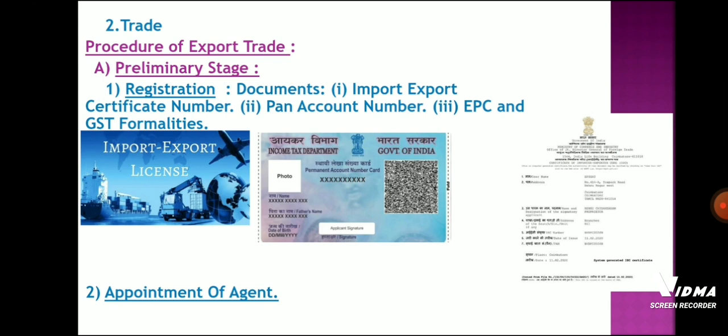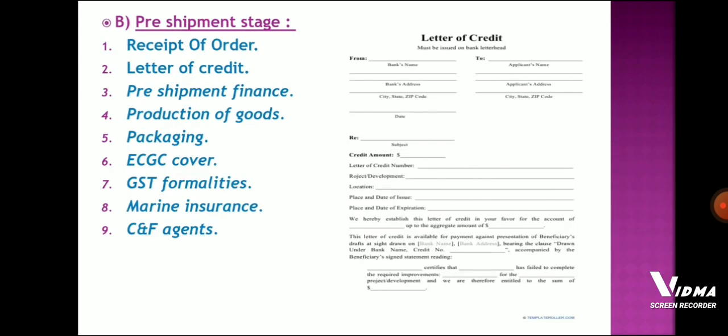The Indian exporter receives orders directly from the importer or through indent houses. So after registration, the exporter appoints agents or sales representatives abroad to book orders. The exporter may also open a sales office in the foreign country to get orders. Students, now the first stage, the preliminary stage, is over. Now we will go to the second stage, that is the pre-shipment stage.